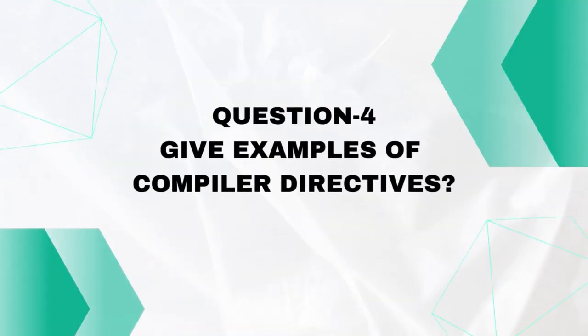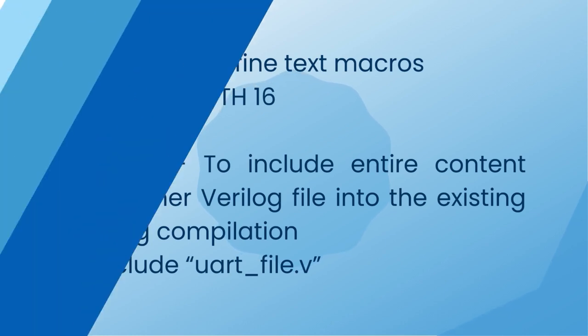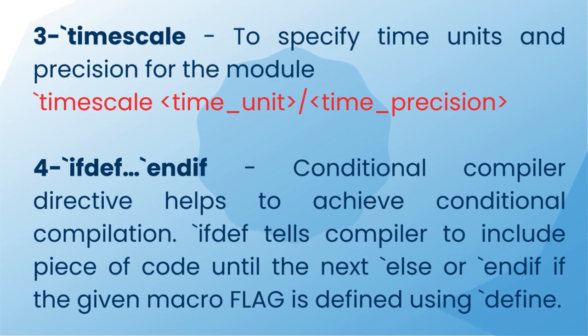Now comes the fourth question. Give examples of compiler directives. So the first compiler directive is tick define. It's used to define text macros. For example, tick define width 16. Then another one is tick include, to include the entire content from another Verilog file into the existing file during compilation.